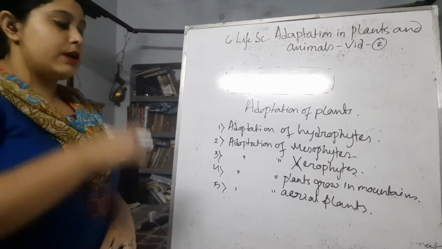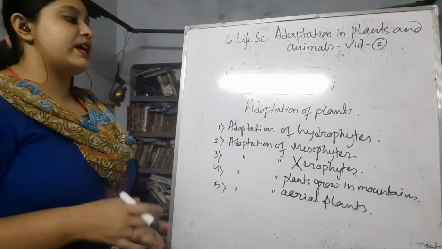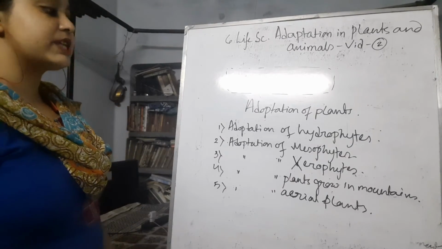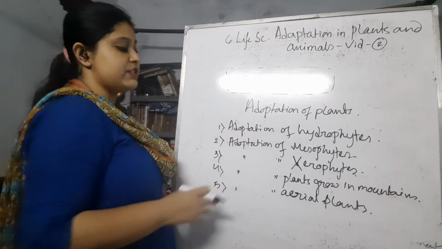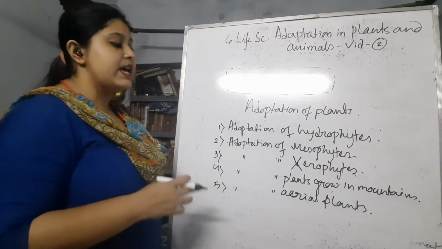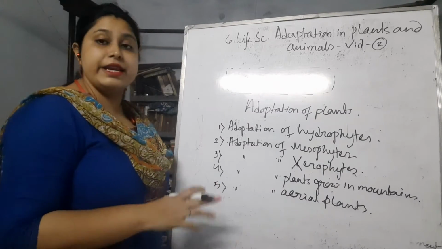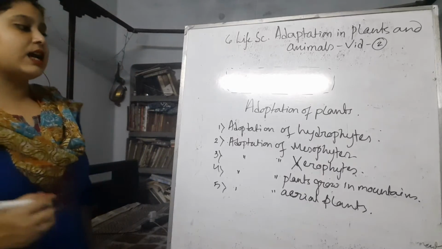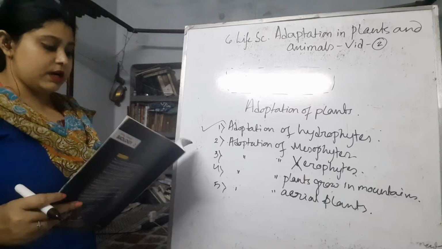In the previous video, we discussed that there are many adaptations of plants and animals, and mainly for the plants, the adaptations can be of 5 types: the adaptation of the hydrophytes, the mesophytes, the xerophytes, the plants that grow in mountains, and the aerial plants. In this video, we will start with the adaptations of the hydrophytes. This is the first part.